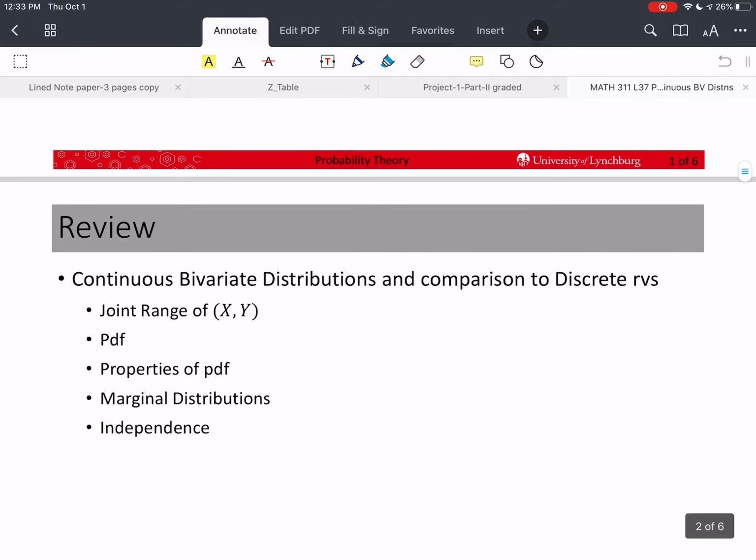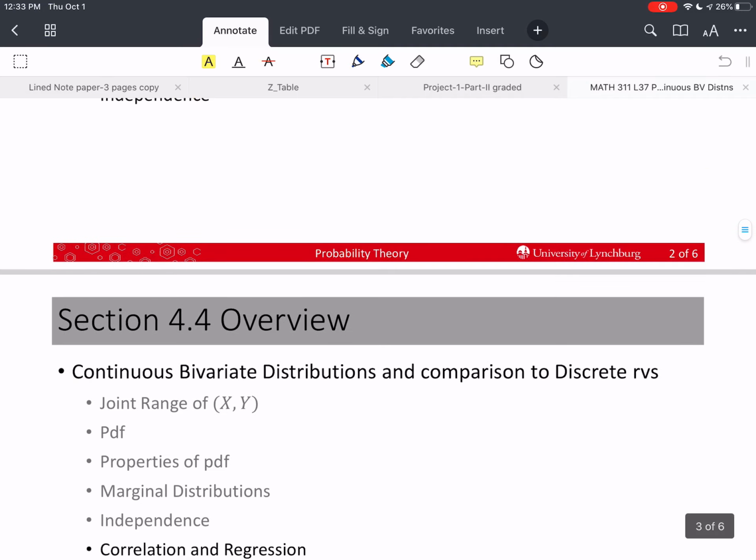So far, we have introduced the joint range of x and y, which again is extremely important in solving the problems, as we're going to see in this example today. We talked about the joint PDF, the properties of the joint PDF, marginal distributions, independence, and our example today will cover correlation and regression. So let's get started with this example.